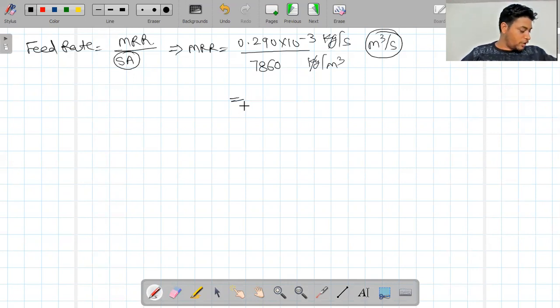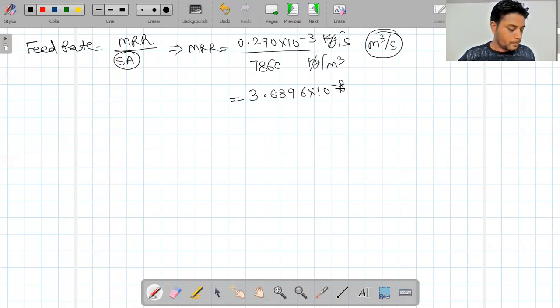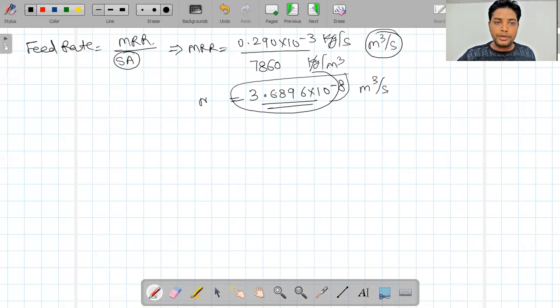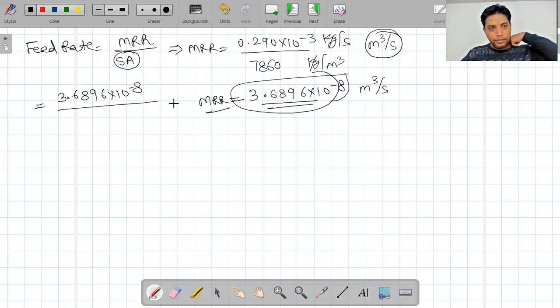So the value I am getting is 3.6896 into 10 raised to power minus 8. That is in meter cube per second. So this is the MRR in meter cube per second. Just put the value over here, so this will be 3.6896 into 10 raised to power minus 8, upon the surface area, which is in mm square.